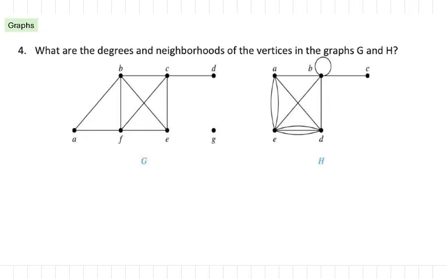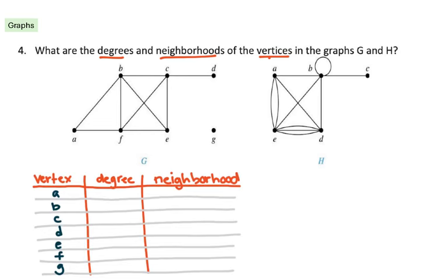Okay, now it's asking us about degrees and neighborhoods. We've already talked about degrees, but we'll also now talk about neighborhoods of different vertices. So let me make a little table to answer this question. Okay, let's start by looking at vertex A. The degree means how many edges are going into or out of it. So the degree in this case is 2. And the neighborhood is what are the directly adjacent vertices that connect to A. So the neighborhood in this case would be B and F.